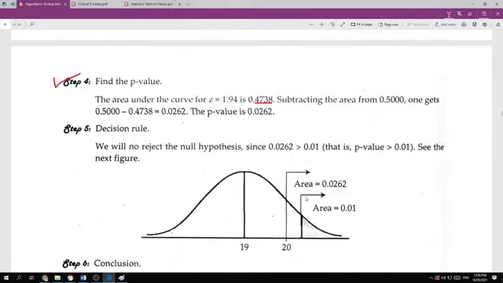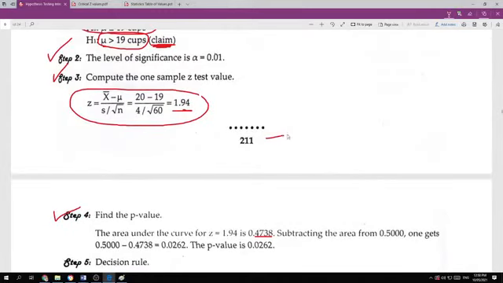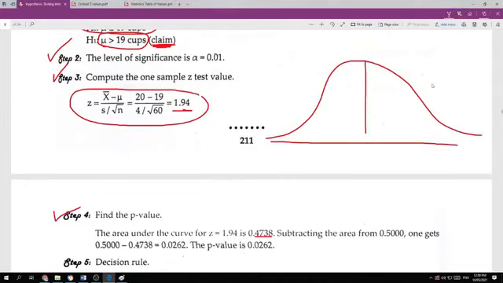Okay, there you go. Why do we subtract that? Okay, I'll do the drawing. I will be comparing. So, take note, this is 50%, the whole thing. The 0.4738 is this part here. Okay? This is 0.4738. Now, I will be comparing it to 0.01.